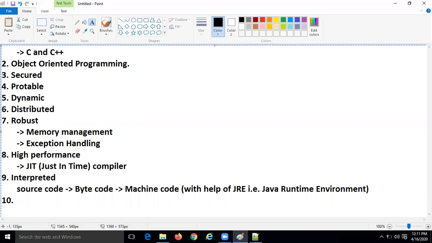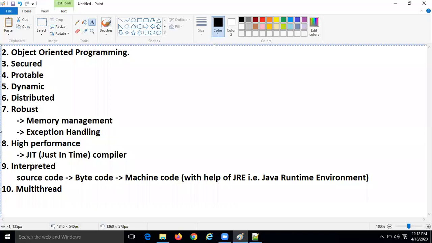The next one. Java is what? Multi-threaded. Multi-threading means what? Multi means more than one. So first of all, what is meant by thread? Thread means a piece of control or a small dispatchable code. So there is a multi. Multi means more than one thread is there to execute our application.